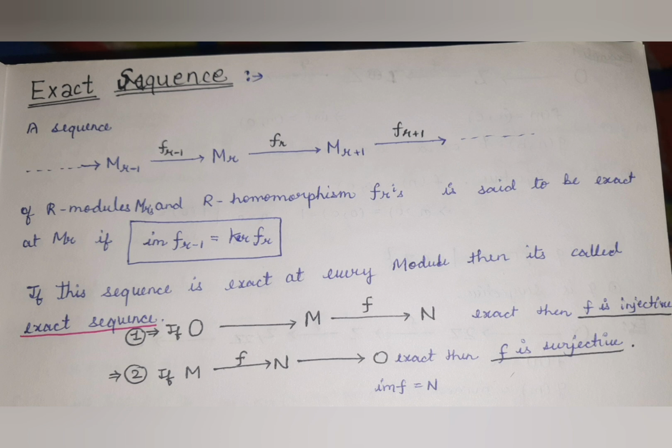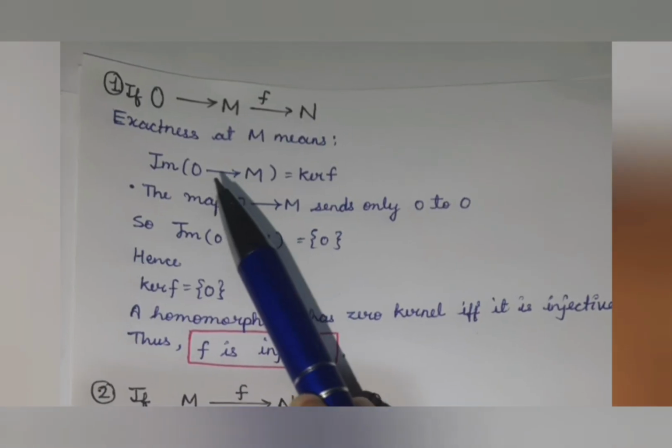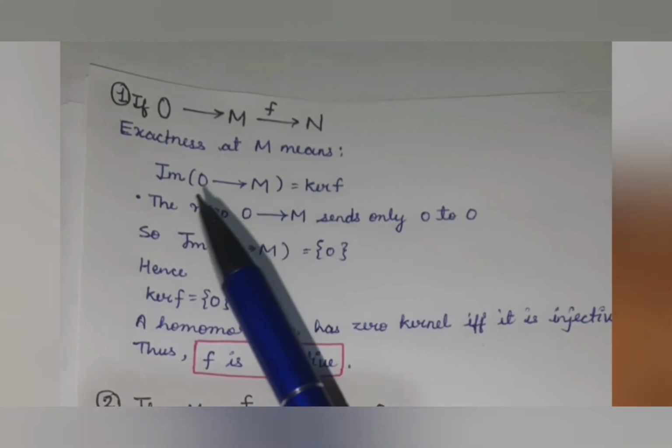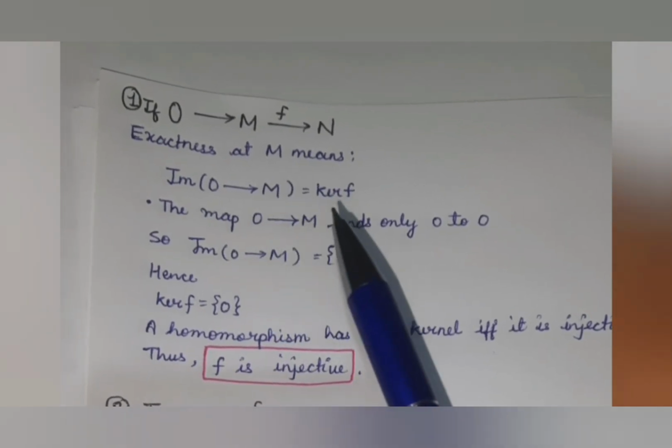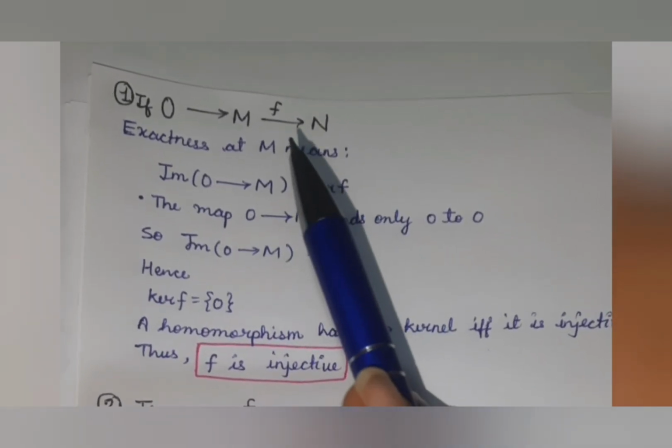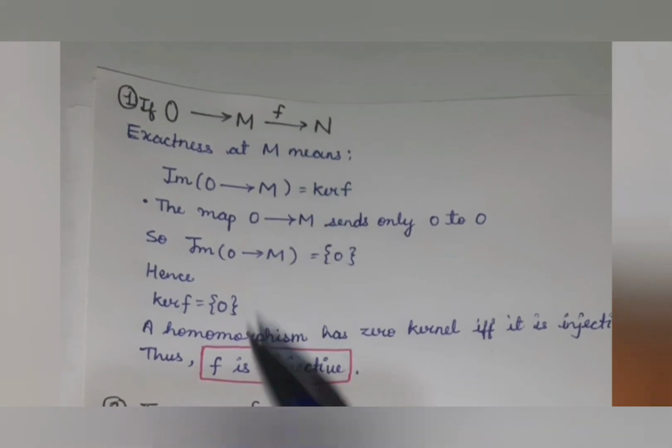Let's understand this with these two sequences, first and second. The first sequence is from the 0 module to module M and to module N. This sequence is exact at M. The second sequence, from module M to module N and module N to the 0 module, is also exact, but it is exact at N. If the first sequence is exact at M, then the image from 0 to M is equal to the kernel of f. Now we have to show that here f is injective.